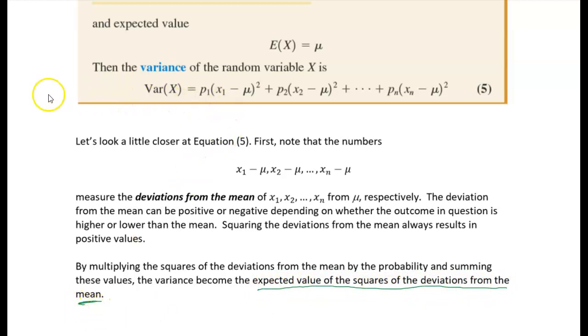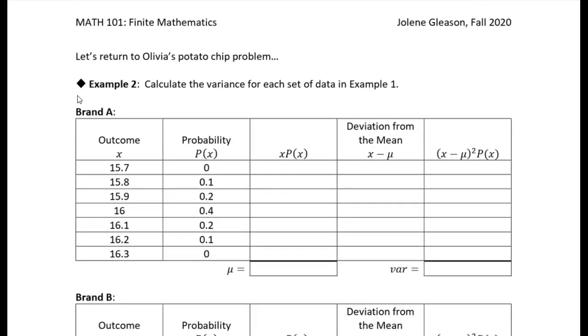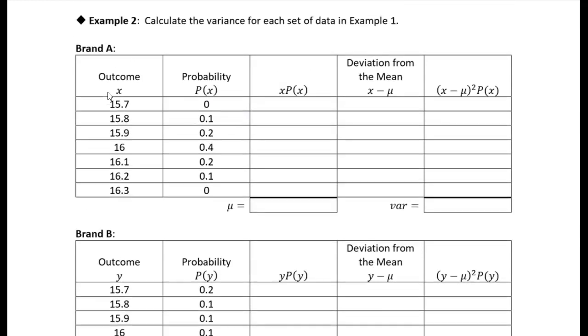There's a formula, but it's always good to understand what that means, rather than just plugging numbers in and getting numbers out. So let's take a look at using that. We're going to use that to do example 2. This is the same problem, Olivia's potato chip problem. I've just taken the data for brand A and brand B and copied their probability distributions over into example 2. We're going to calculate the probability weighted average of the squares of the deviations from the mean.